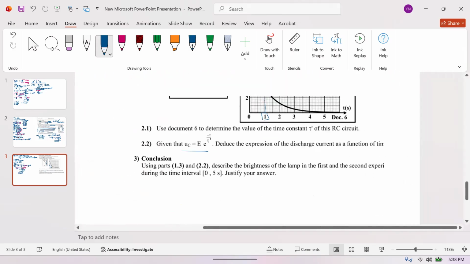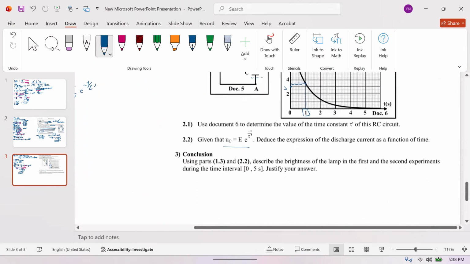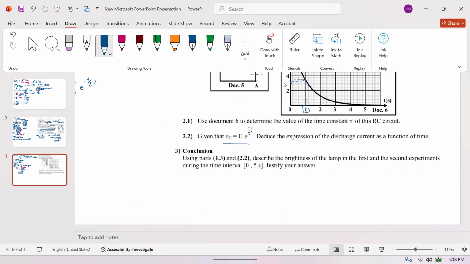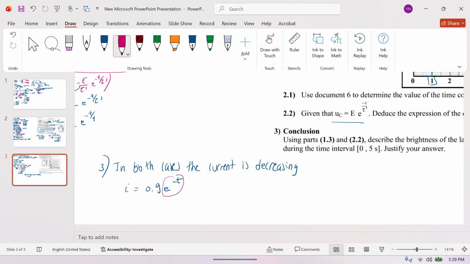Now, the last question, conclusion. Using parts 1.3 and 2.2, so it's the question for the current in the phase of charge and discharge. Describe the brightness of the lamp in the first and the second experiments during the time interval 0 to 5 tau. Justify your answer. In both cases, the current I is decreasing. How did I know? Because in both cases, I got this expression, E^(-t), e to the power something negative.